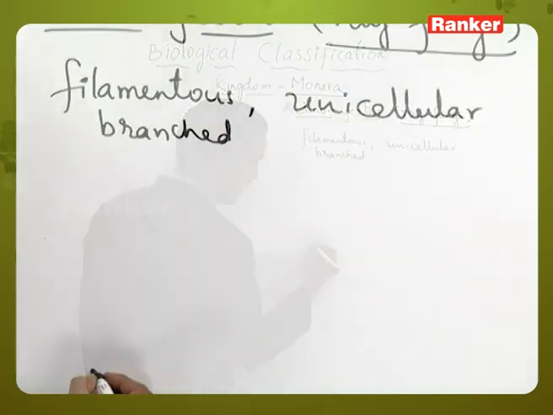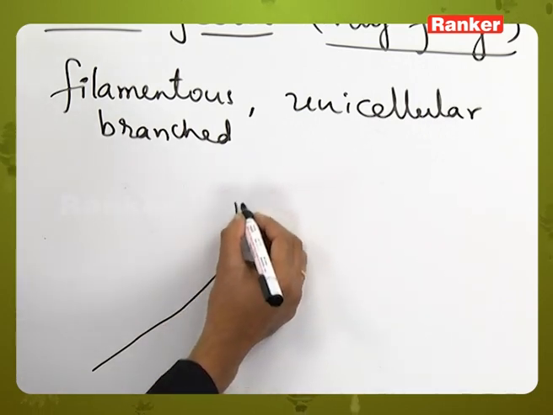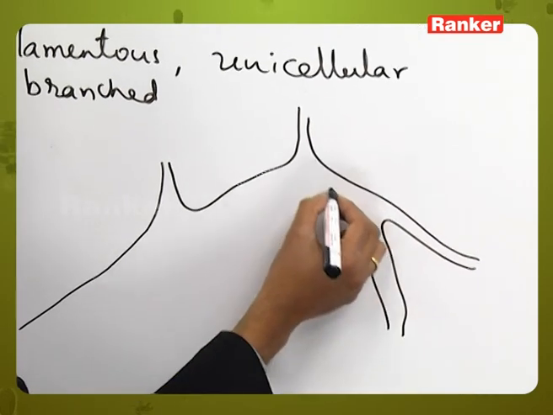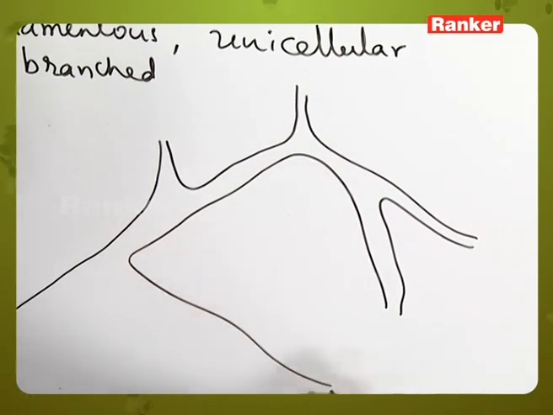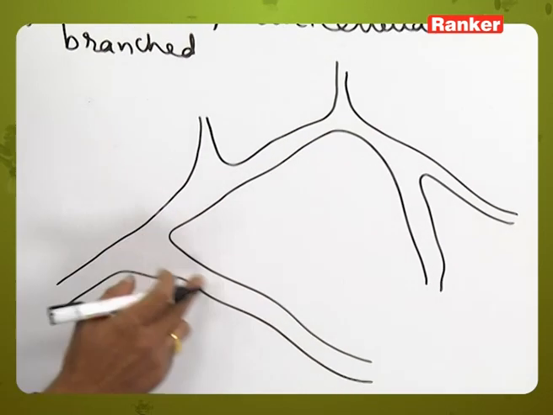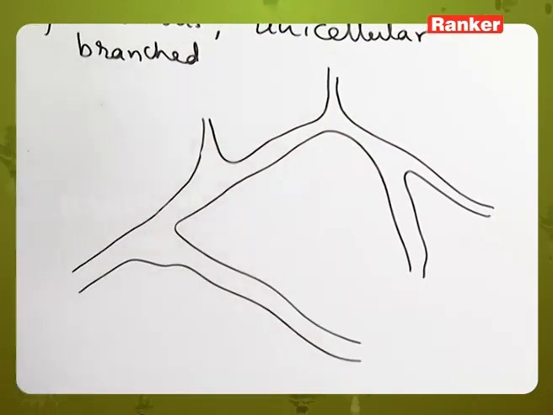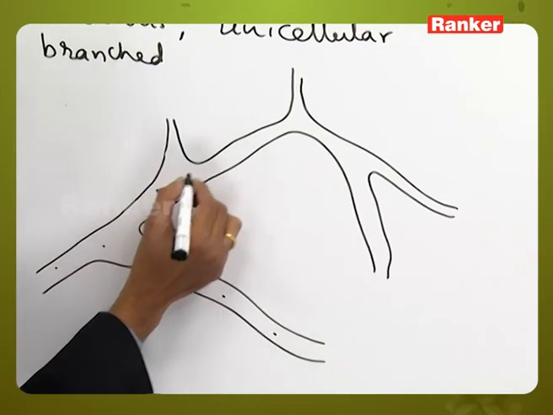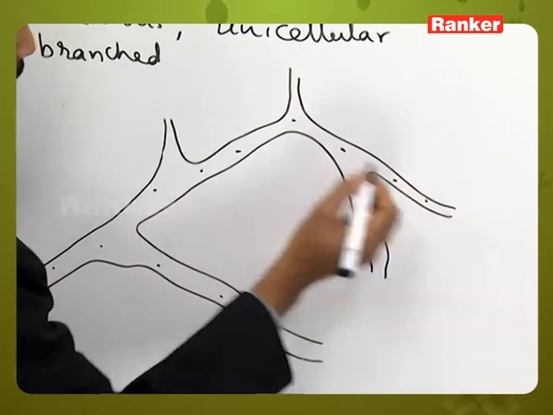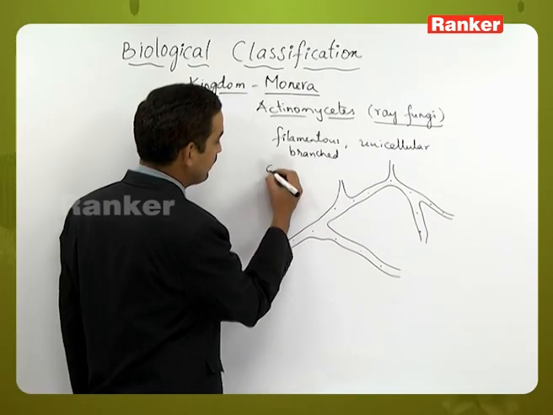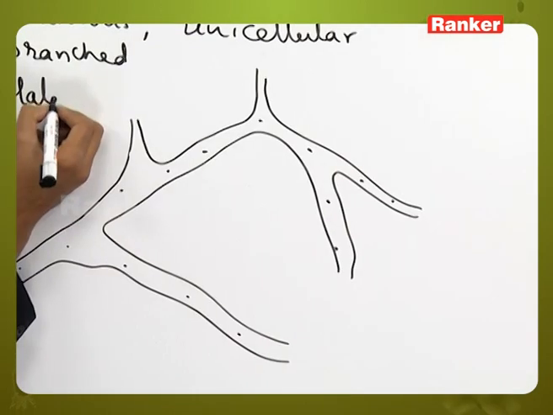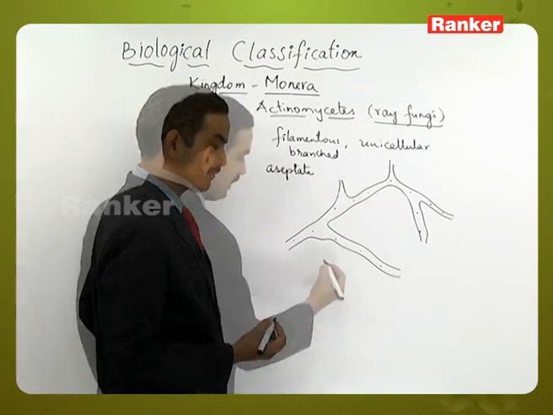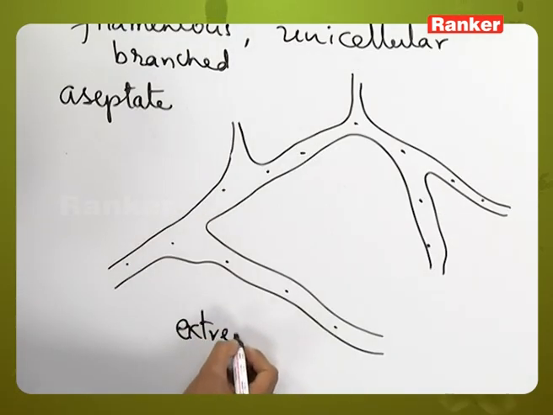If you observe the organization, the branched structures appear like this. Many such branches will be formed, but nowhere can we see the division of the cytoplasm. Like this, the branches can be seen and it is a filamentous structure. Nowhere is the division present, and inside this we can see the presence of nuclei also. That means septa are not present. That is, they are aseptate in nature, and they are extremely thin.